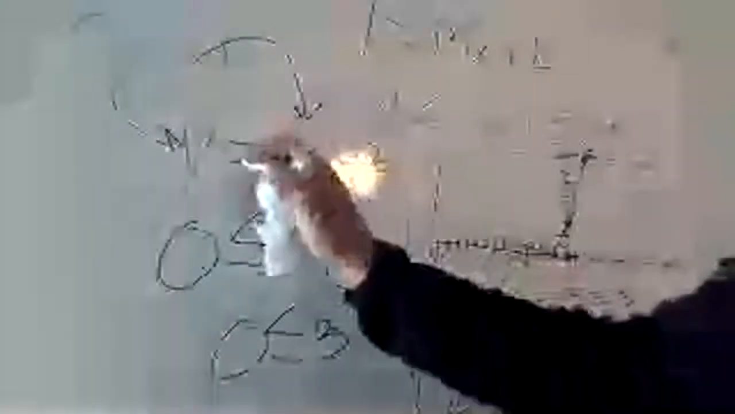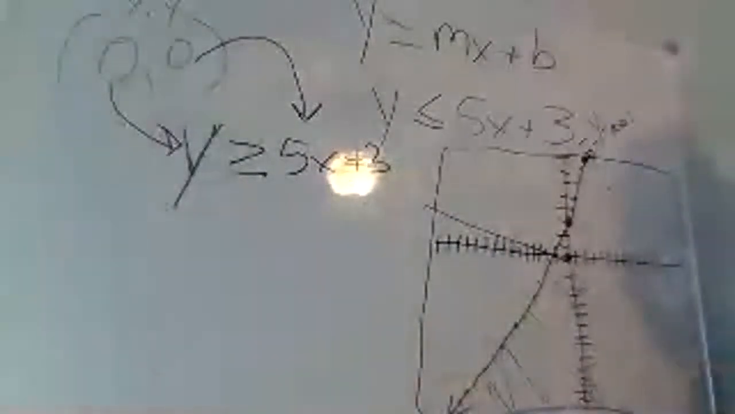Now, for the sake of fun and games, let's just say that I'm going to switch the inequality sign. So let's just say now that I want to make it so that it is greater than or equal to 5x plus 3. So all I did was change the sign. It went from y being less than to y being greater than. Y is now greater than or equal to 5x plus 3.